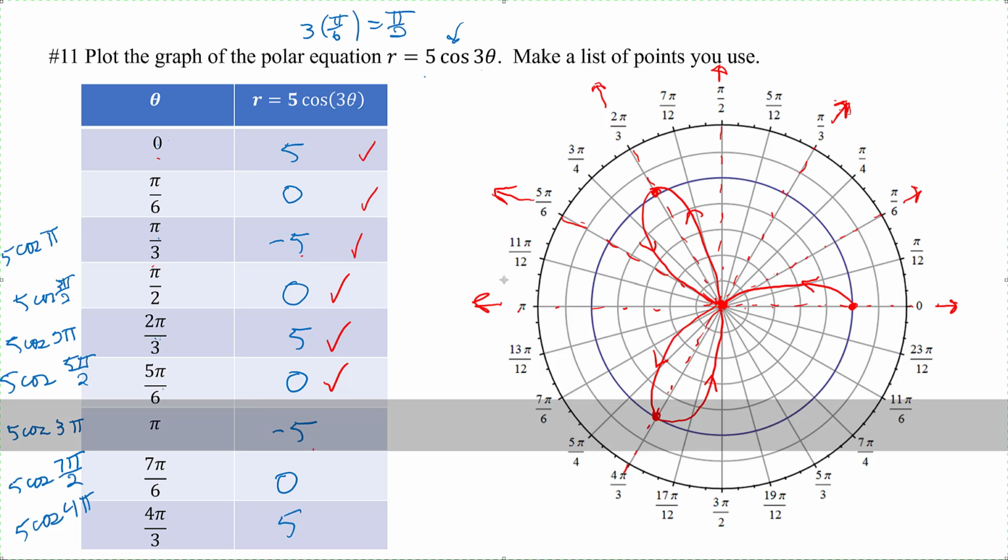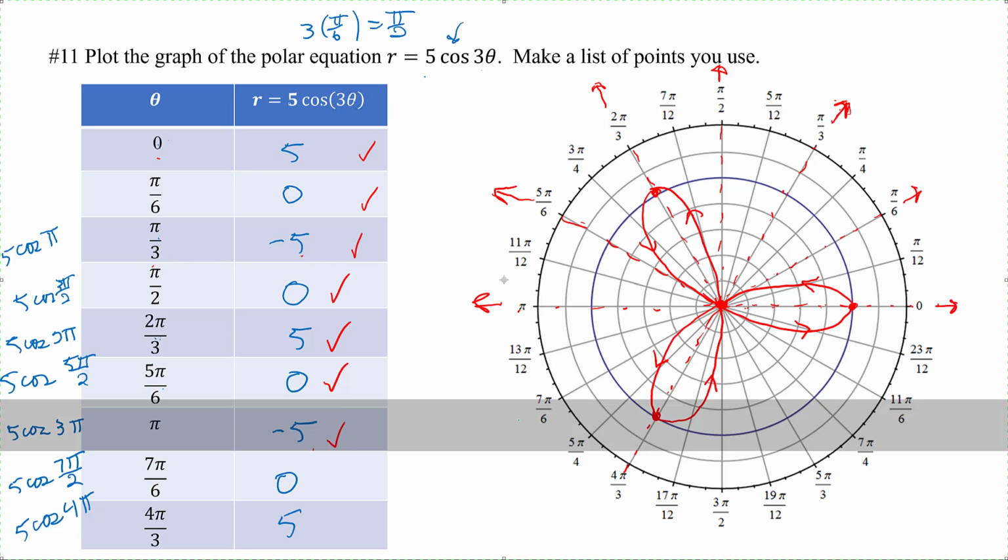And we go a distance of negative 5 though, so we're going backwards from the pole. 1, 2, 3, 4, 5. We're back here again. So we're going to end up going back to where we started at. And now you'll see these last 2 points start repeating.